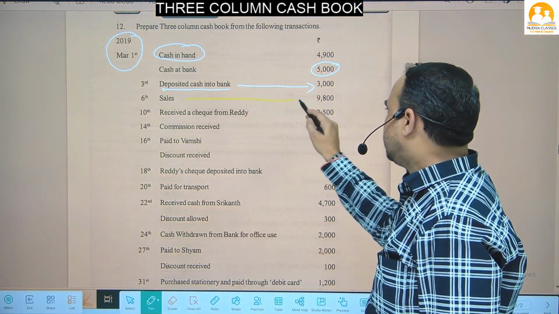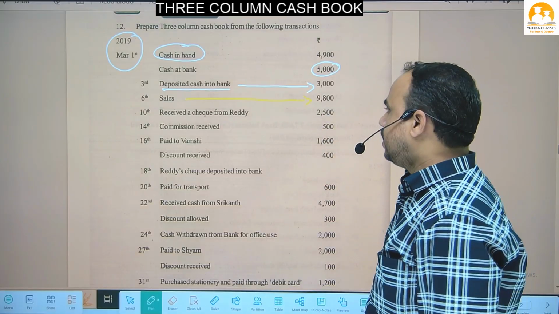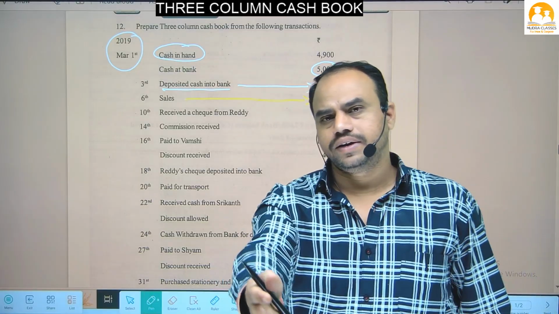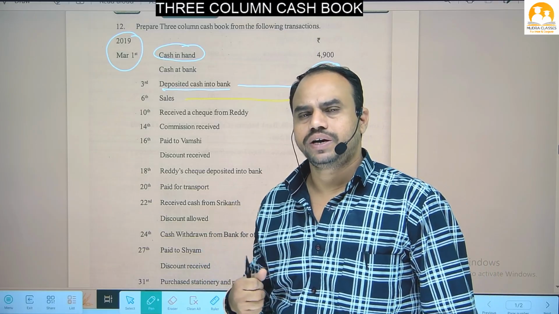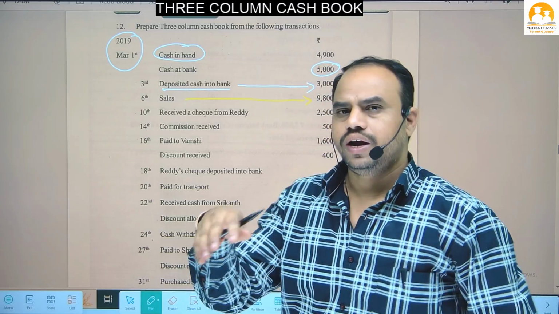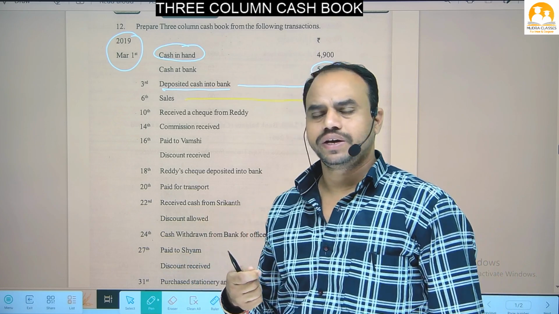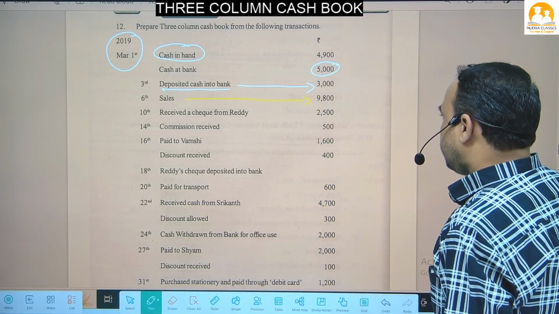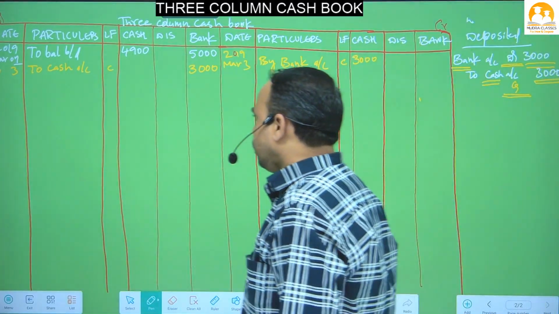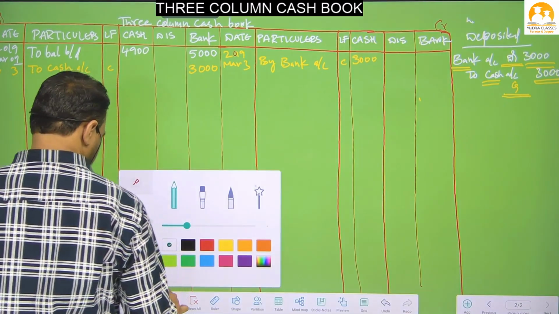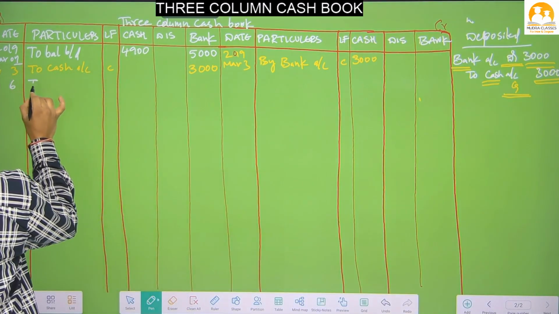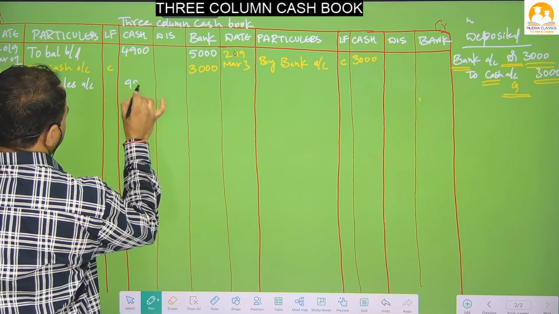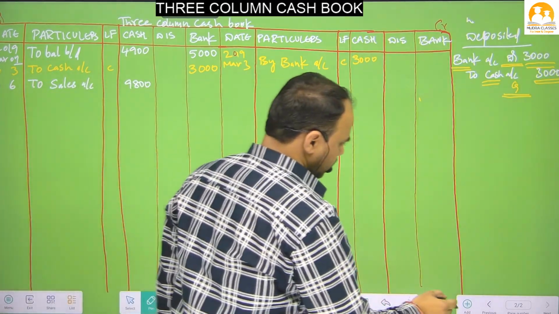The next transaction given is sales. What is the meaning of sales? Sales means in business we sold goods and in return we received cash. So cash is coming into the business. When cash is coming into the business, we write on the debit side. So on the debit side we write to sales account 9,800, date 6. Okay, see the next transaction.